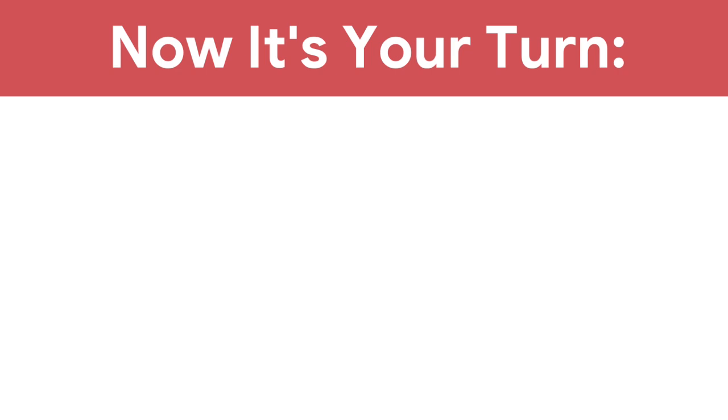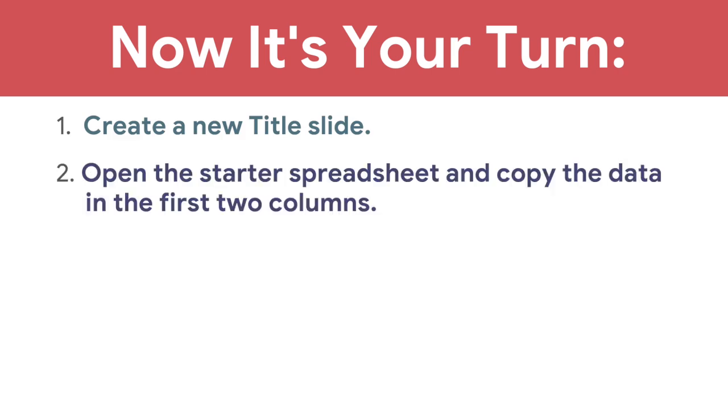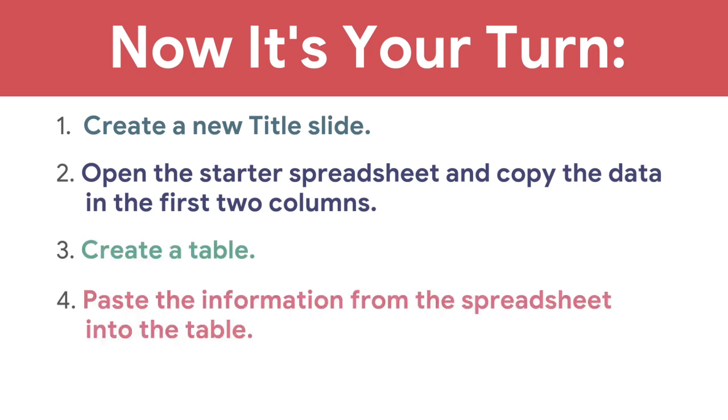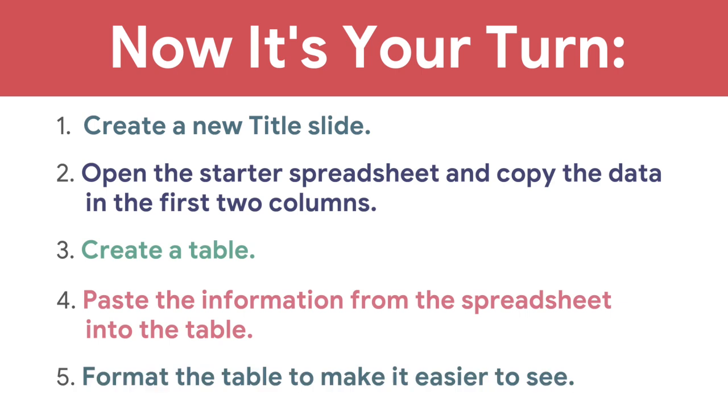Now it's your turn. Create a new title slide, open the starter spreadsheet, and copy the data in the first two columns. Create a table, paste the information from the spreadsheet into the table, and format the table to make it easier to see.